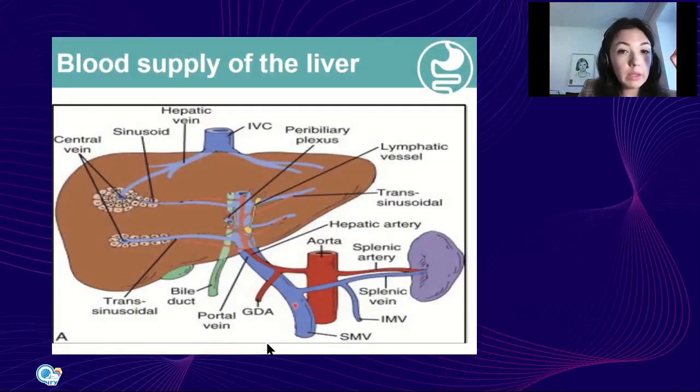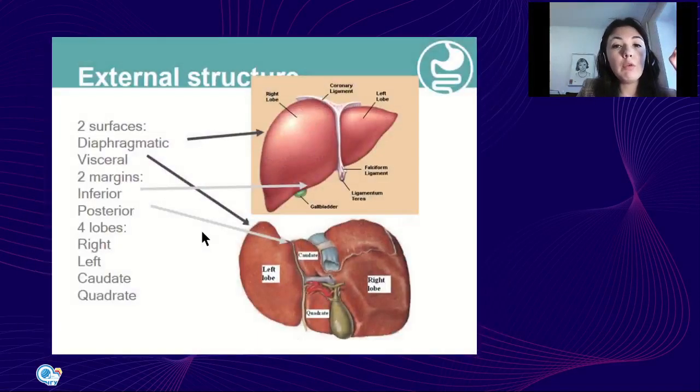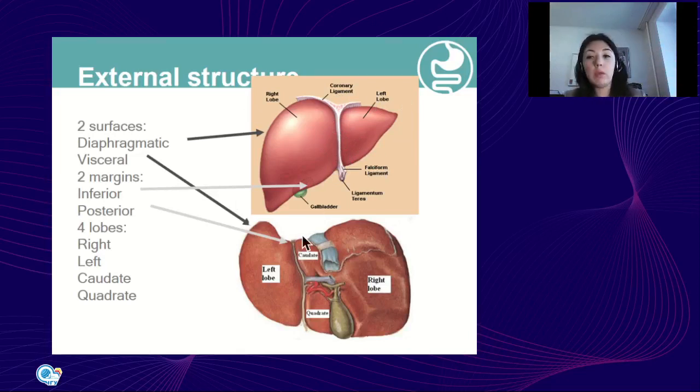And we also said that the caudate and quadrate lobes actually belong to the right lobe anatomically, because we said that the falciform ligament separates the liver into two lobes. The larger one is the right lobe, and the smaller one is the left lobe of the liver. That's what we studied in the course of normal anatomy.